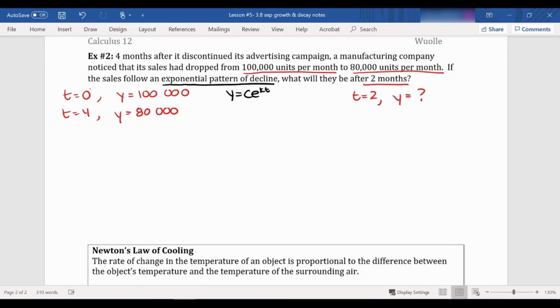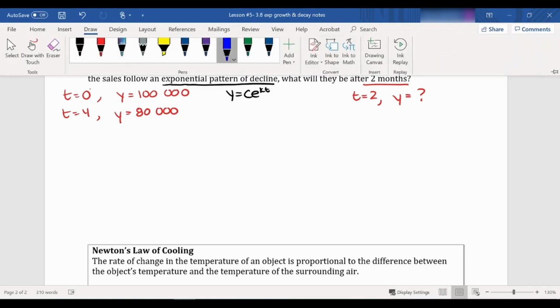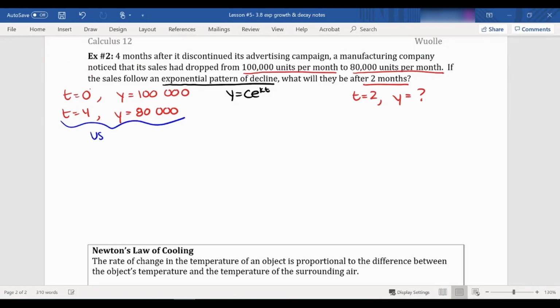Again, if we're following y = Ce^(kt), we need k in order to proceed. We know C, our starting value, is 100,000 units. We know our t that we're concerned about is 2, but then we wouldn't know y or k. So we need to use the information about the 80,000 units to find our k. So we're going to use this to find k.